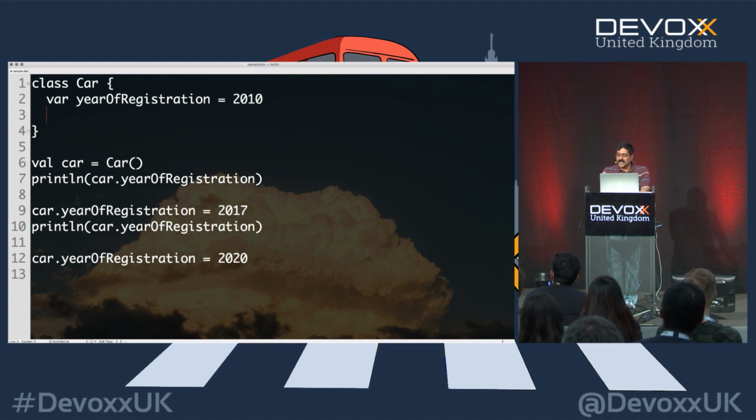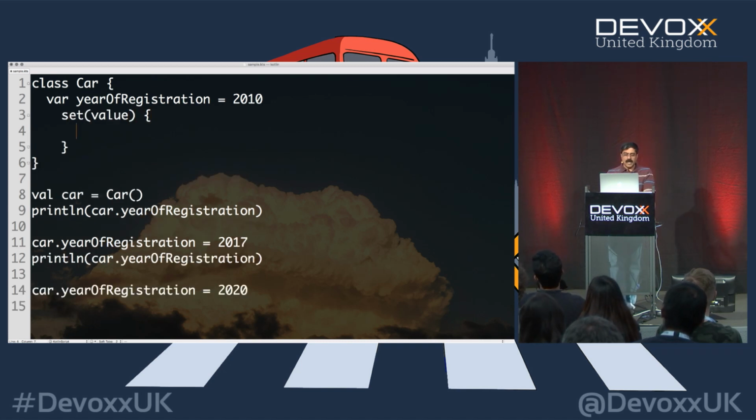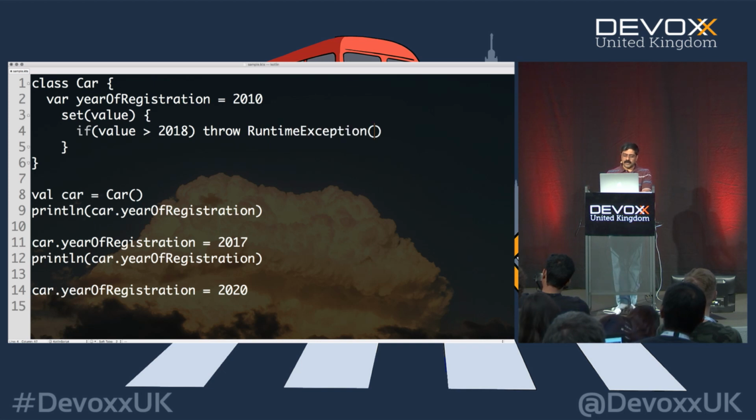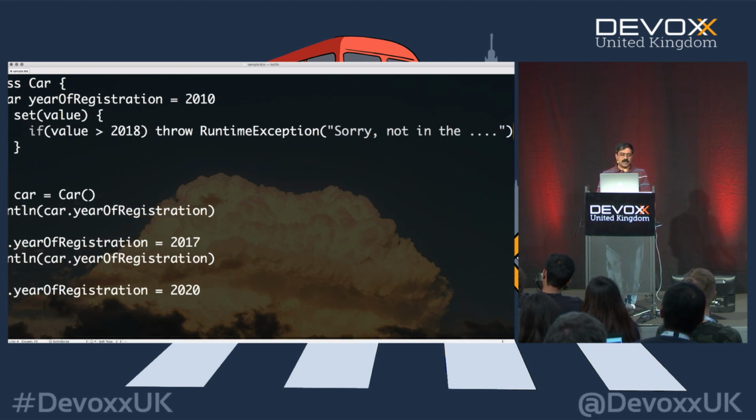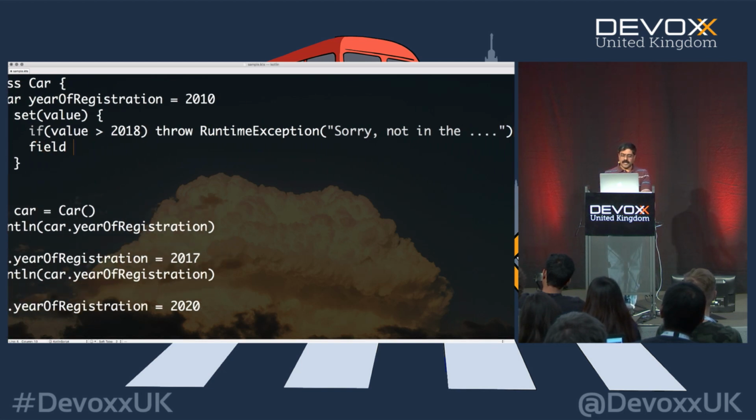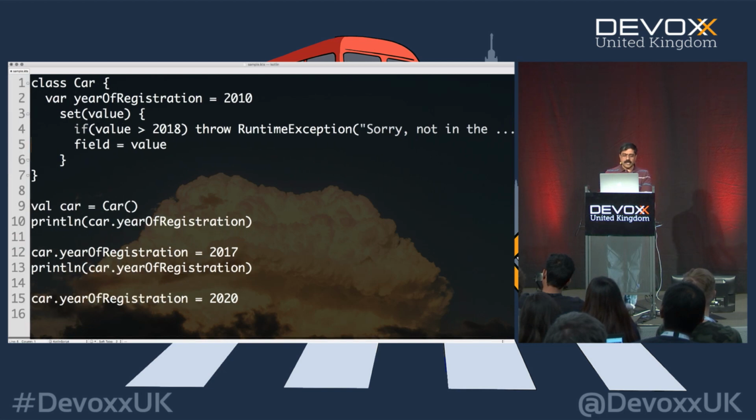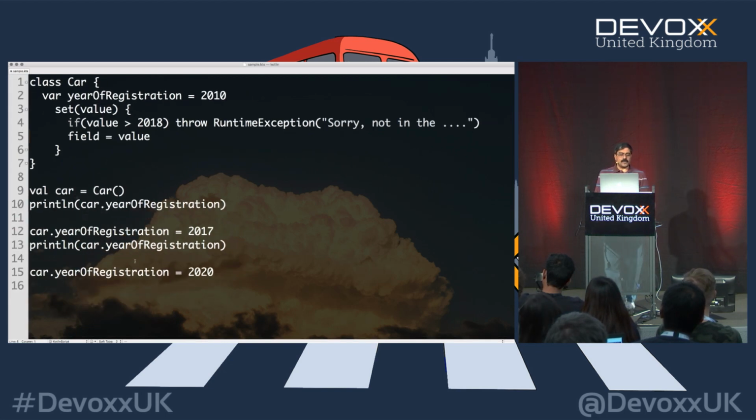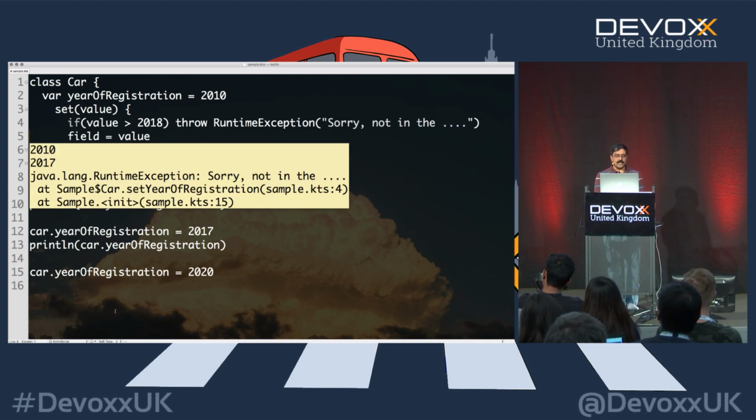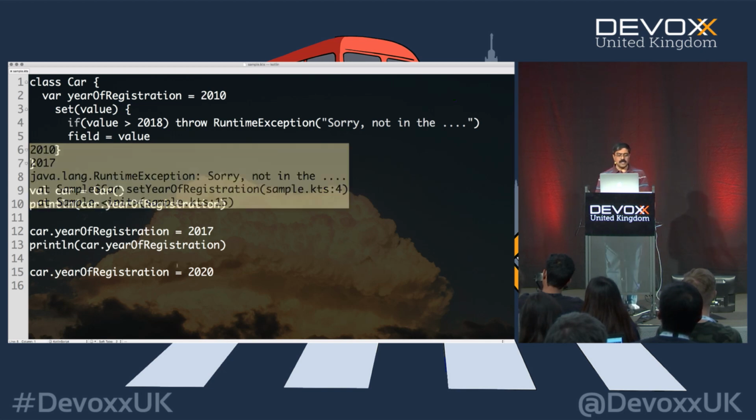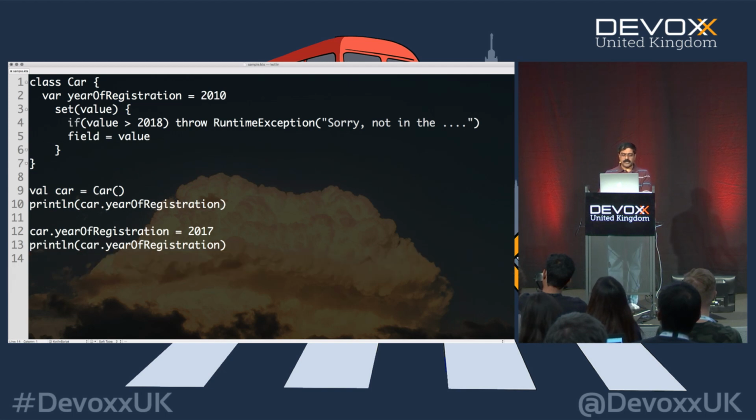Okay, how do I really say you cannot register in the future? If you're programmed in C#, you know where I'm going with this. Set value, much like you do in C#, and then you can say if value is greater than 2018, throw runtime exception, and then I'm going to say sorry, not in the future, or whatever that you want to display. Then you say field is equal to value. So this allows you to set the field value if there was no exception, and you can see that it actually blows up saying sorry, not in the future. But of course, if I don't try to set that value, you can see that it's able to set the value to the value you want to.